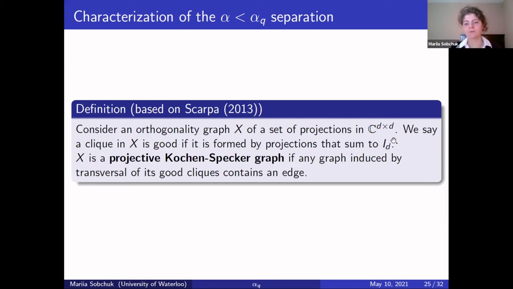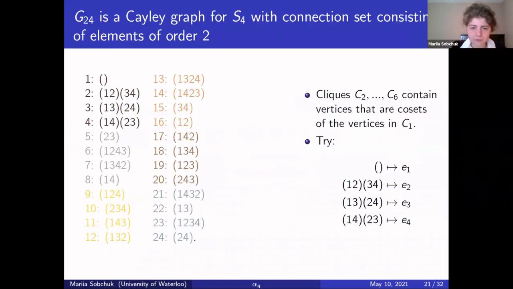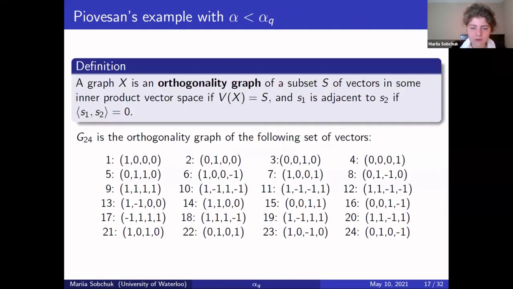So let us see how, for example, Pivot-Sans's graph was a projective Cayley-Becker graph. Well, here is its orthogonal representation, and we can easily make it into a projective orthogonality graph by taking rank 1 projections of each vertex, so XX transpose for each vector.